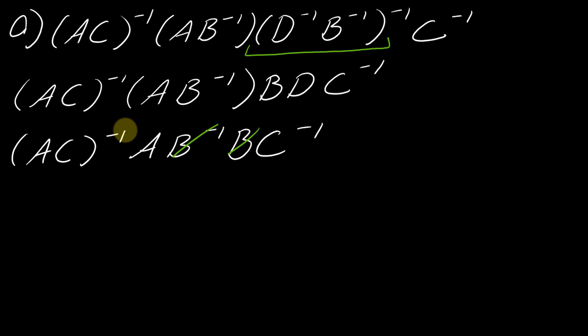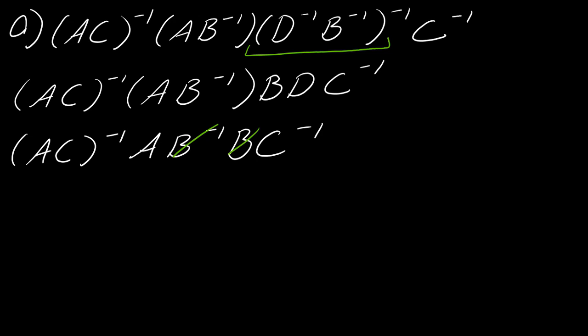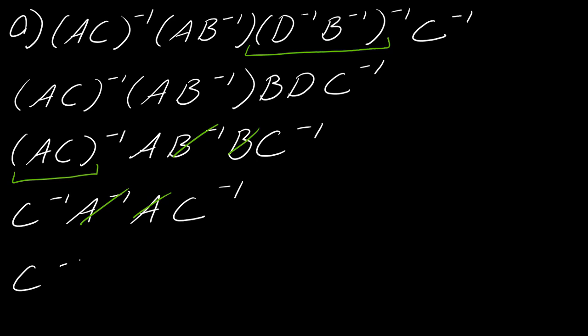Now I would like to evaluate this part here, again using the property AB inverse equals B inverse A inverse. Let's focus on this part. This is going to become C inverse A inverse. My B's dropped out, so here's what I'm left with. Now I can see that my A and A inverse are going to drop out. So I'm just left with C inverse times C inverse, and I can rewrite that as C to the negative second. That would be the final answer in this case.